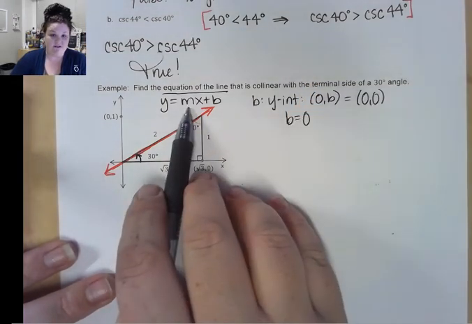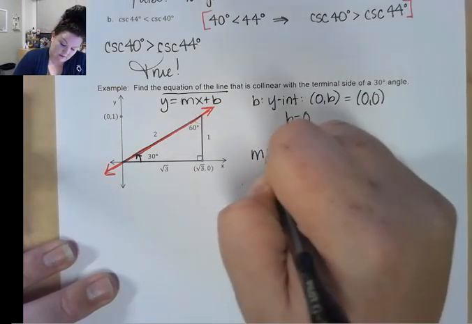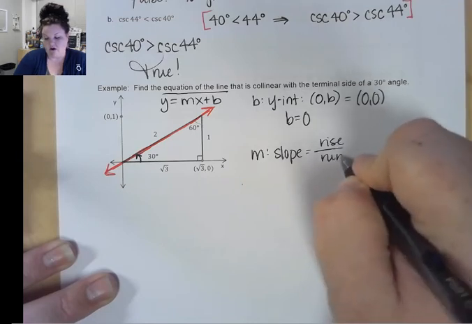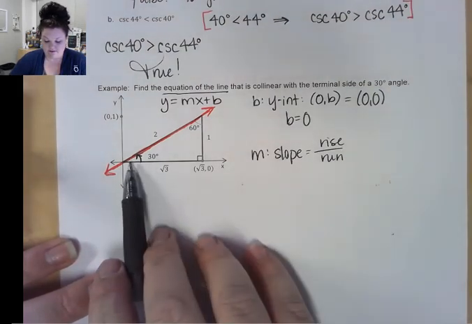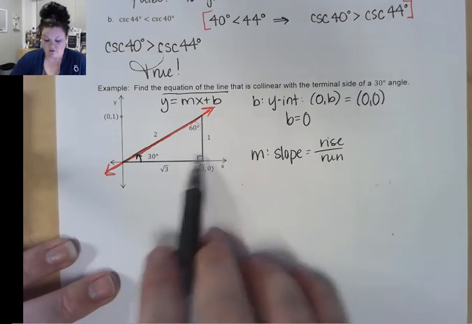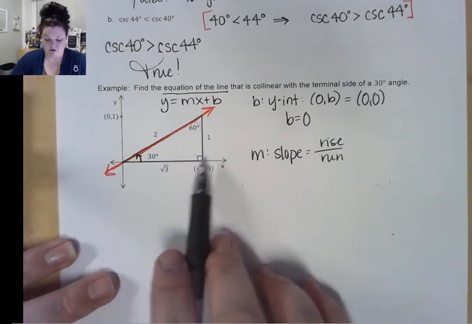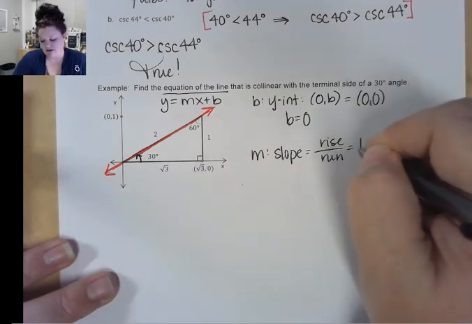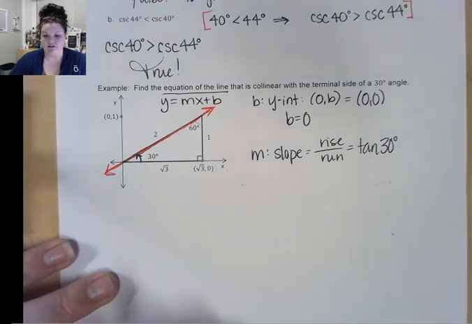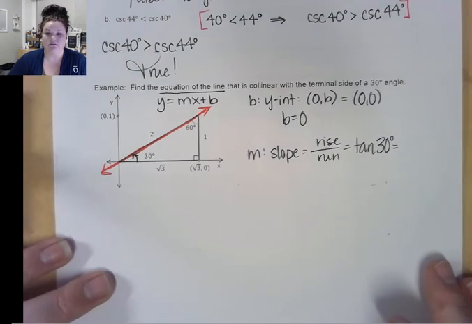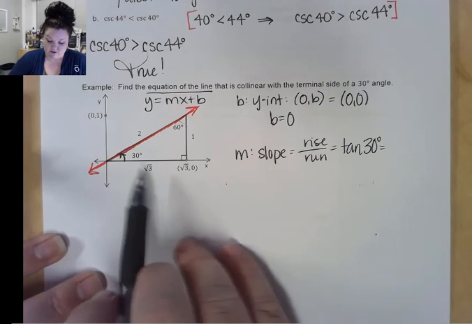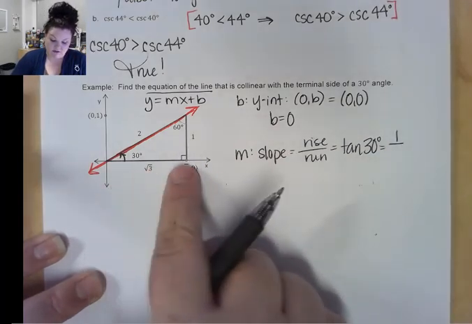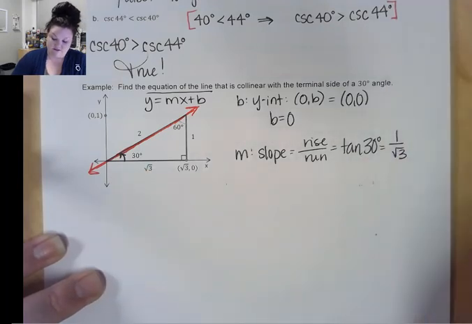And then I also need to figure out my slope, right? m is our slope, which is our rise over our run, okay? So if I look at our rise over our run, or our opposite over our adjacent, that's actually our tangent value. That's going to give us the tangent of 30. Just FYI, don't really need that in there, but I'm going to put it in there anyways. So opposite, our rise is 1 over our run, which is square root of 3. So that gives us our slope.